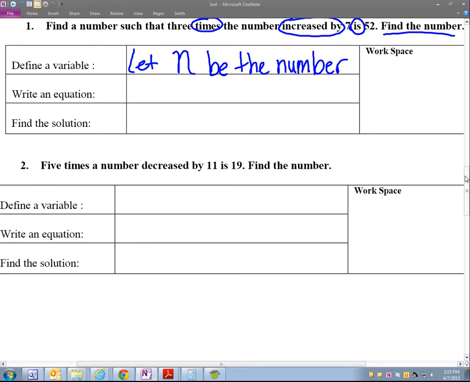So I'm going to write that down exactly how it's written, translating it into an algebraic equation. So we have to find a number such that 3 times, and I don't need to write the multiplication symbol because it's connected to a variable, the number increased by plus 7 is 52. And we are not going to work this one out because this question's on your homework. This isn't your homework, but it is on your homework.